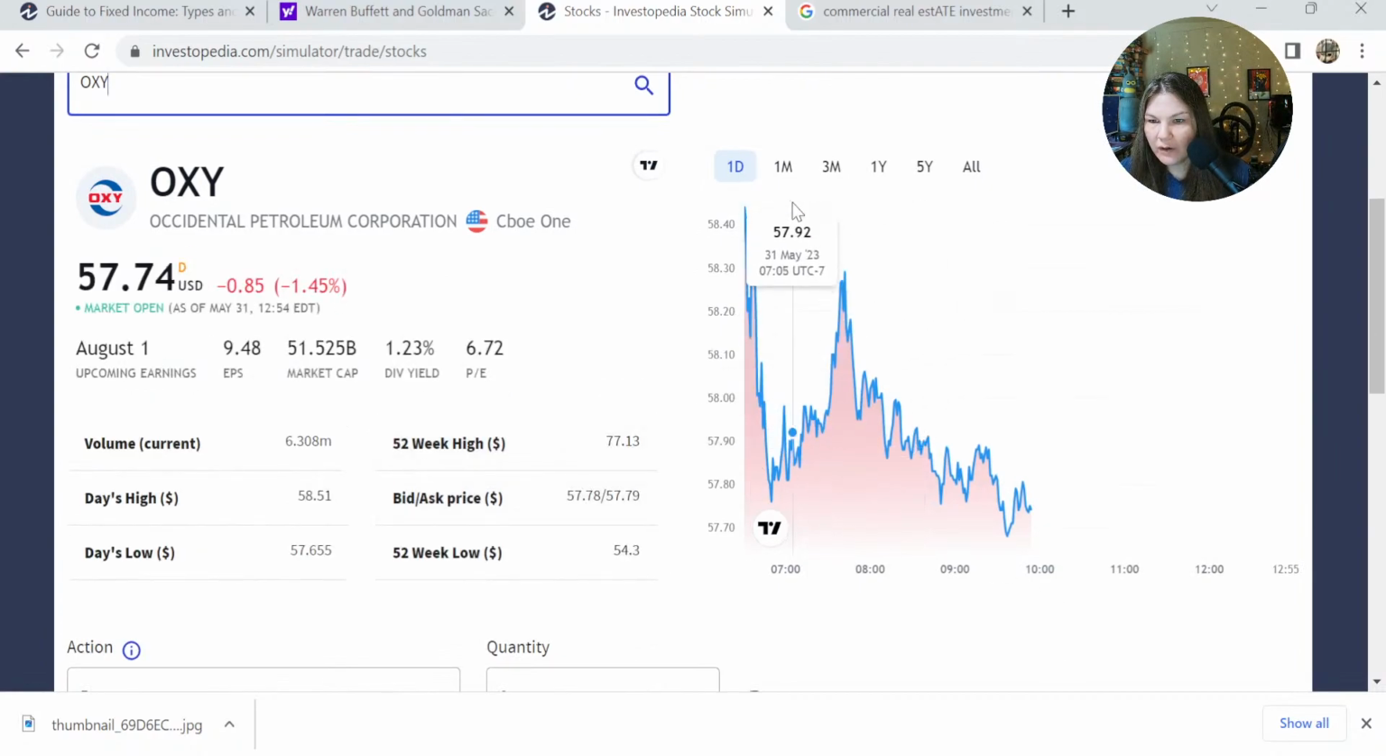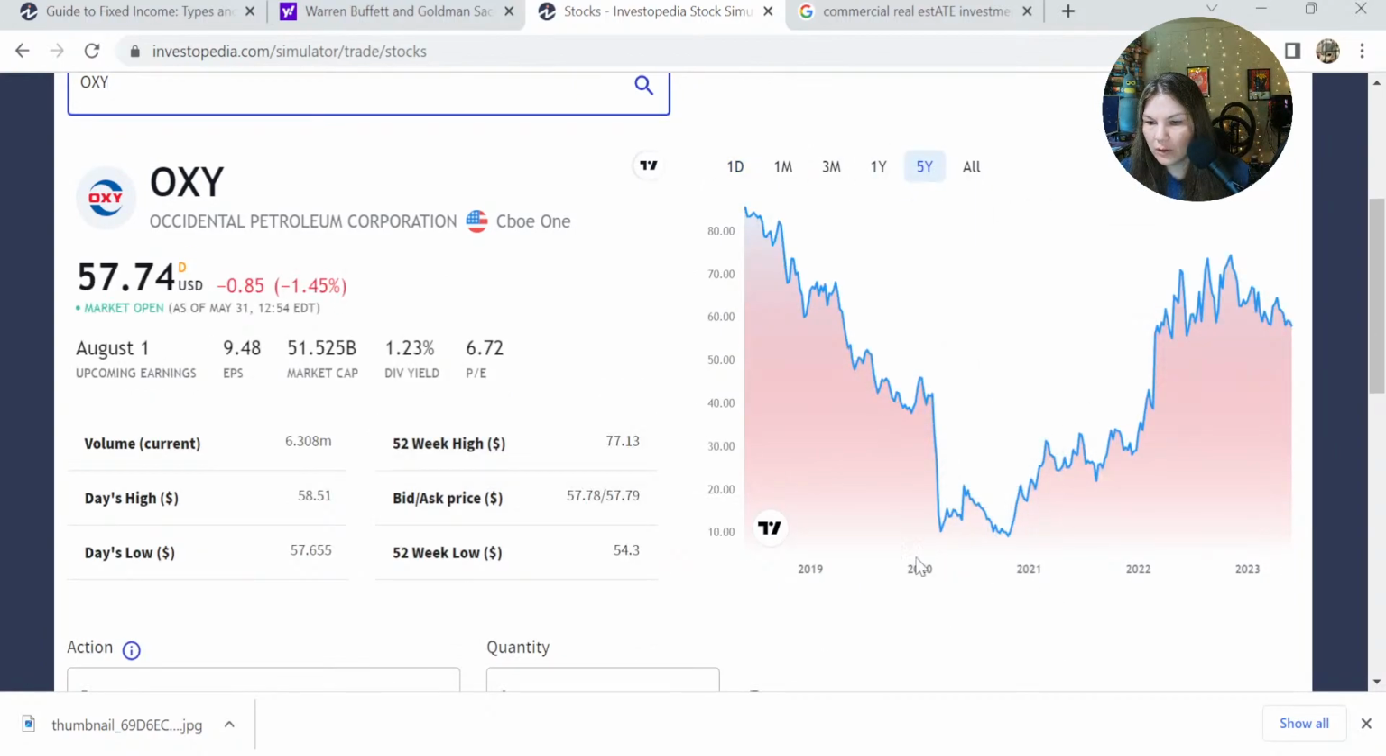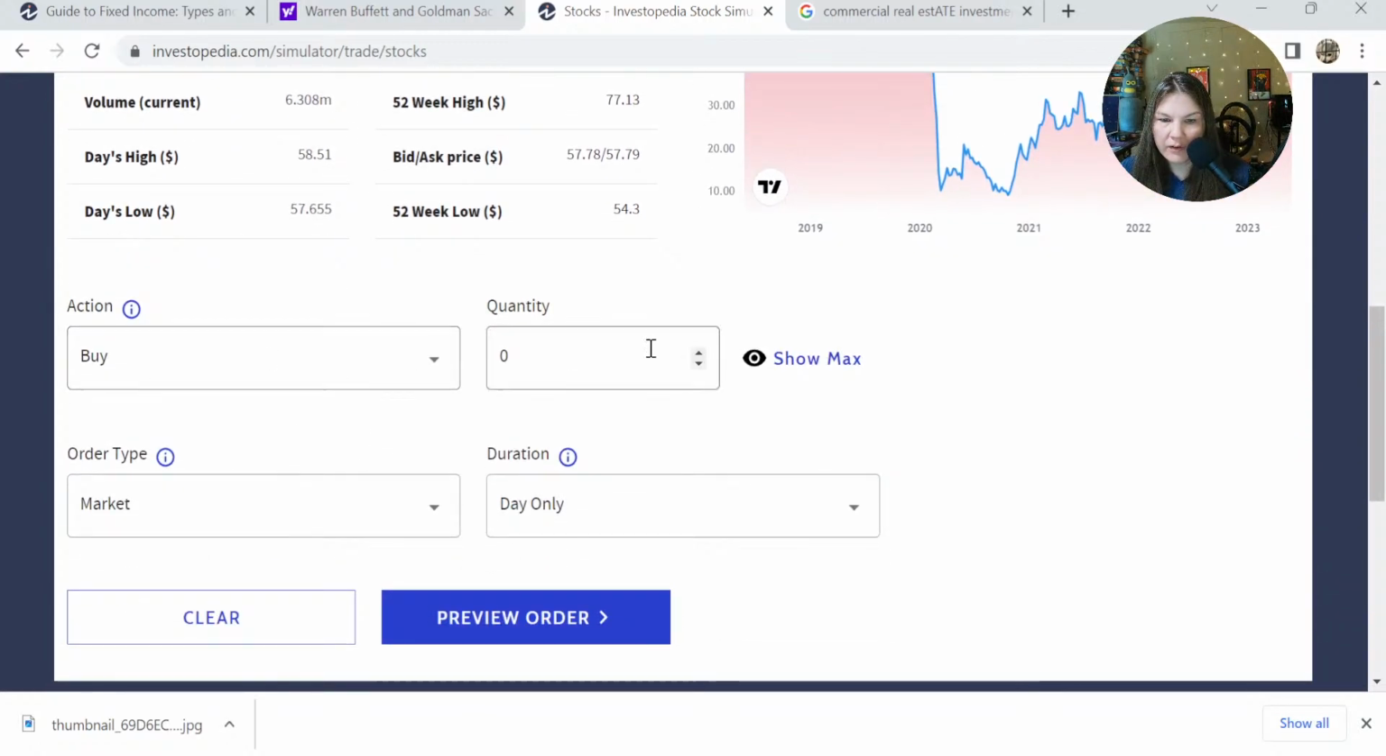And where are they on a 5-year? So they took a big hit in 2020, but everybody did, guys. And now they're back up. 57. Okay, let's buy one. This is just paper money. Guys, we're going to buy 10. I like to have 10.